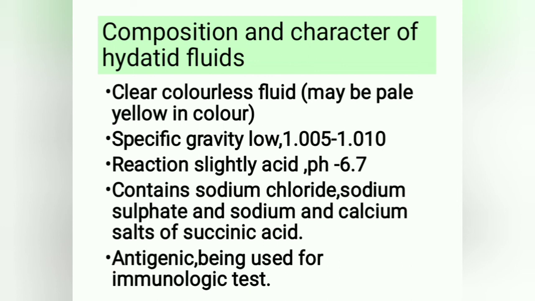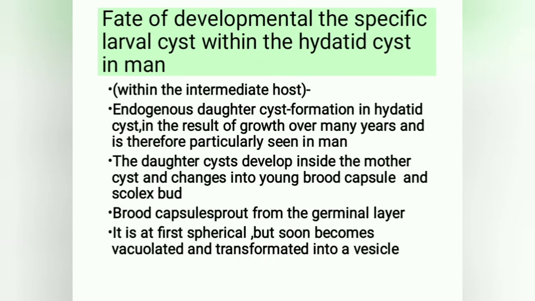Composition and character of hydatid fluid: clear colorless fluid, may be pale yellow in color. Specific gravity low, 1.005 to 1.010. Reaction slightly acidic, that is pH level is 6.7. Contains sodium chloride, sodium sulfate and sodium and calcium salts of succinic acid. Antigenic, being used for immunologic test.